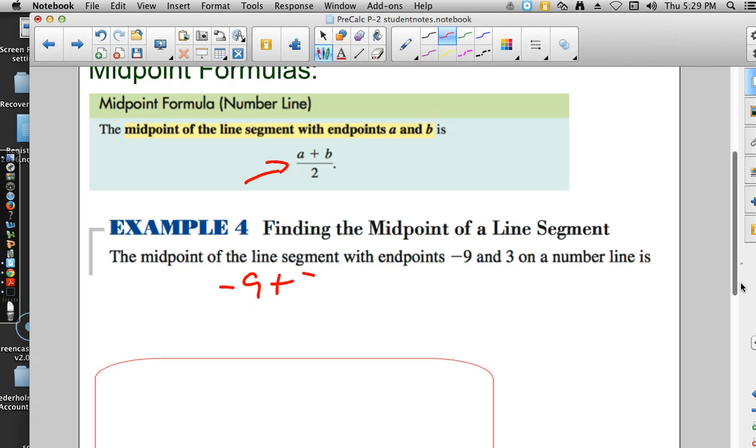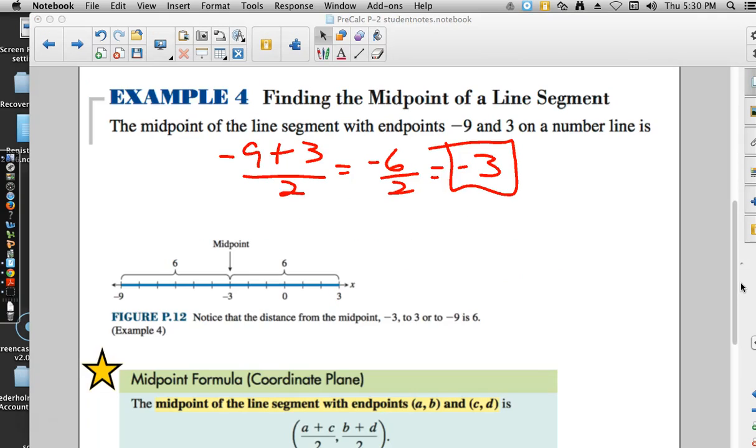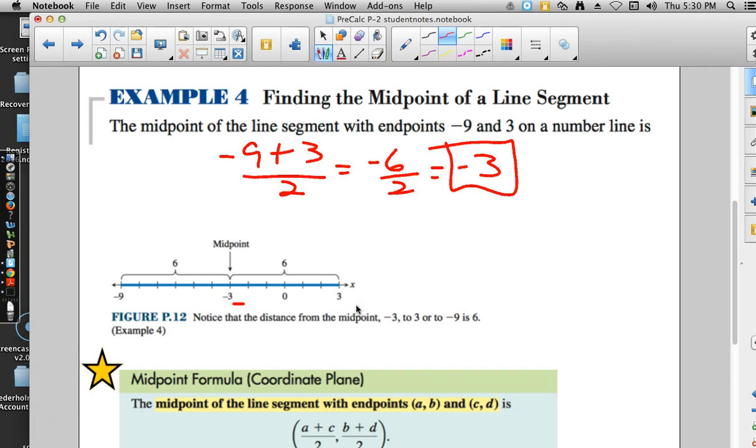Well, a little formula was right up there. That's going to be -6 divided by 2, which is -3. So there it is. There's our midpoint. We take that little box away, and we see that the distance from -9 to the midpoint at -3 is equal to the distance from 3 to -3. Right there. You know, they're both 6 units.